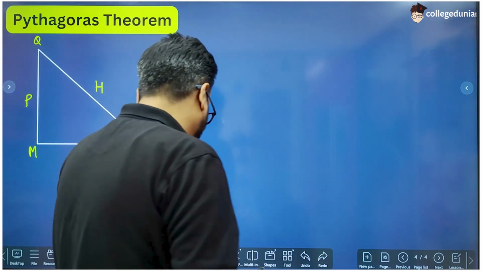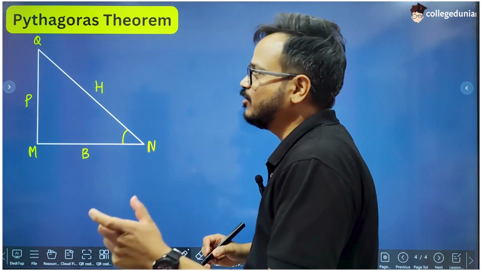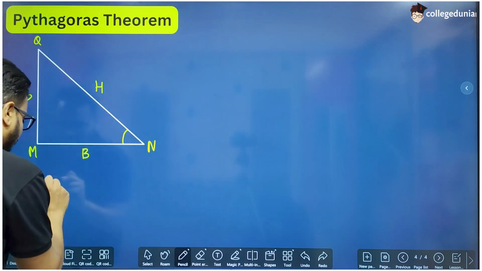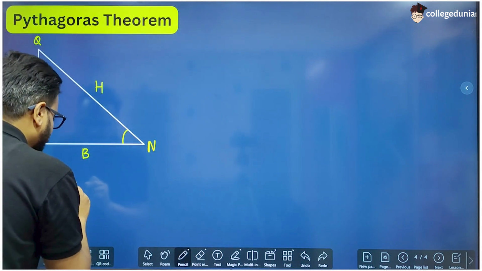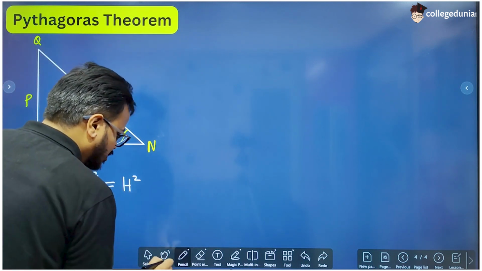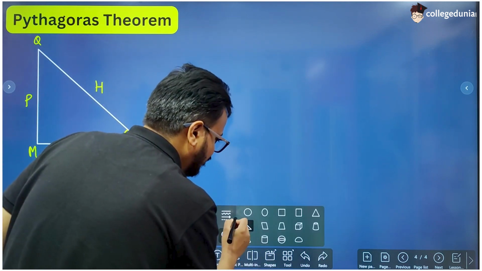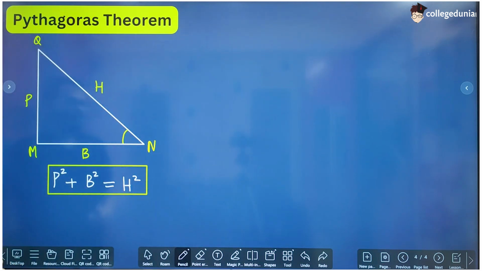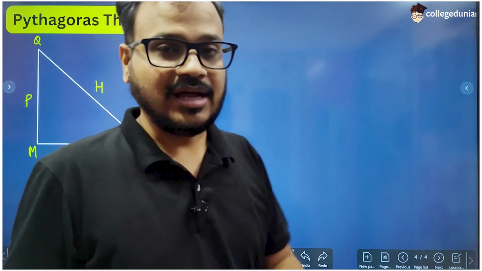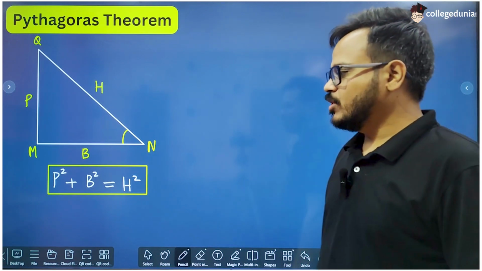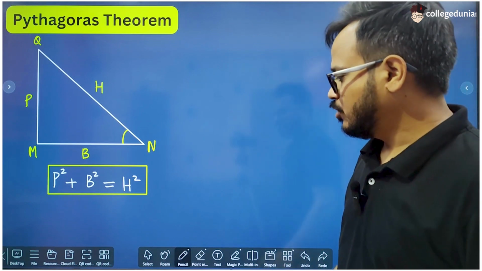Okay. So what does Pythagoras theorem say? It says that the square of the perpendicular plus the square of the base is equal to the square of the hypotenuse. It is a very famous theorem in mathematics. Most of the students watching this lecture already know this theorem, but the main thing is we are going to discuss the proof of this theorem, and that is not known by everyone. That proof is very important, right? So perpendicular square plus base square equals hypotenuse square.